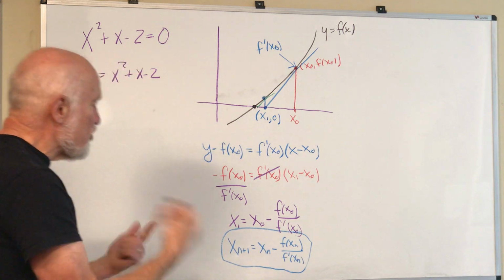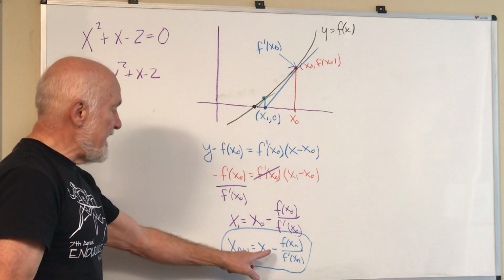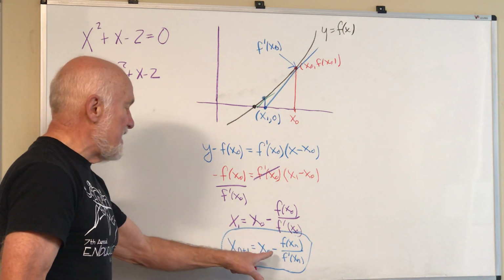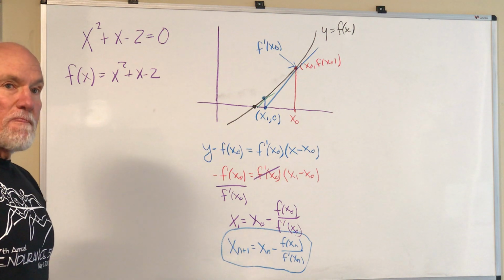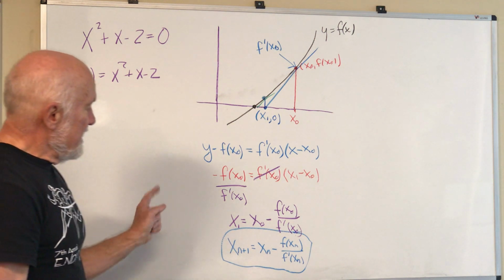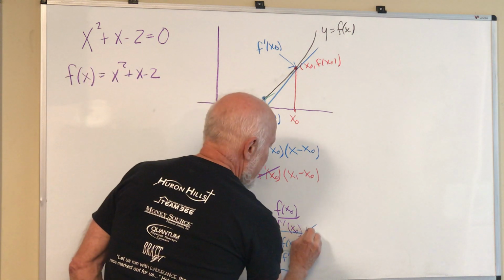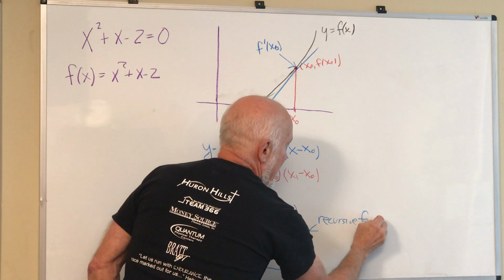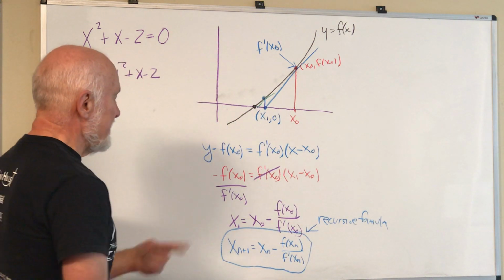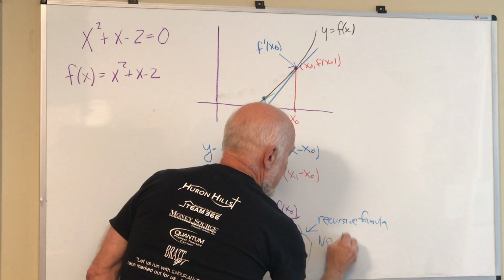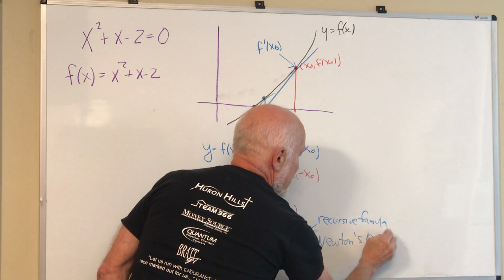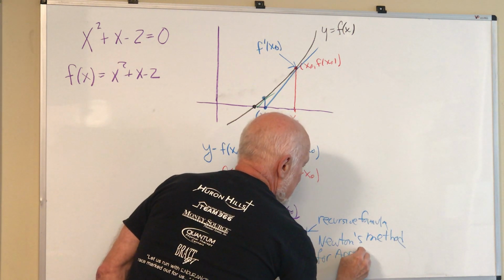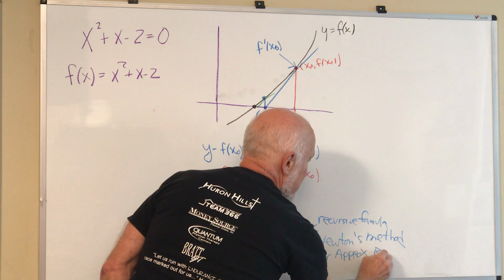And then he had a formula. And this is called a recursive formula, because once you start out at x sub n with n equal to 0, you can find out what x sub 1 is. And then once you find out x sub 1, you can find out x sub 2. Something that is called a recursive formula. And Newton called it Newton's method for approximating a root of a function.